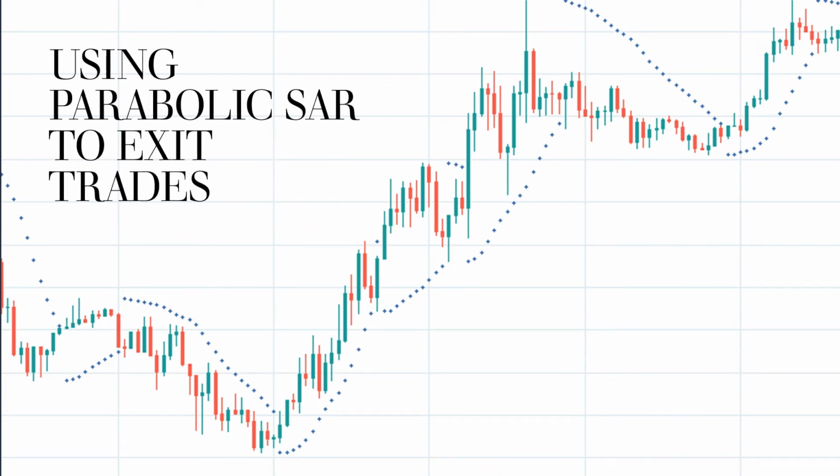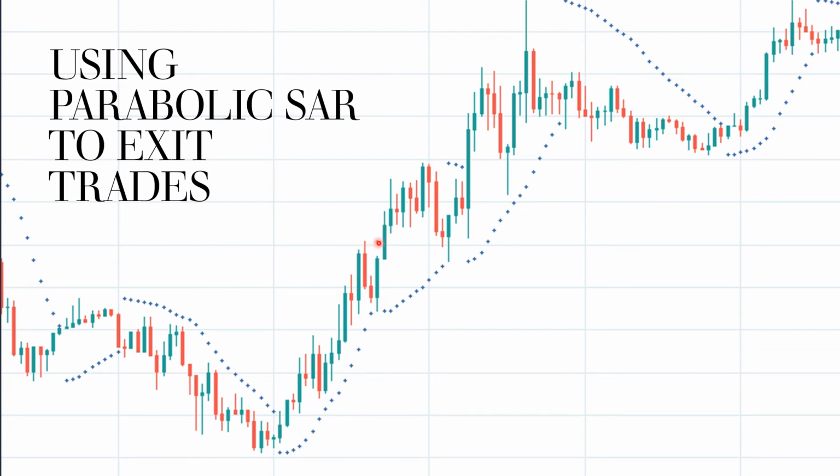We can use parabolic SAR to exit trades. And we do this by monitoring the position of the dots, as when the dots go from above the price to below the price, it signifies a reversal is coming, and we can use this knowledge to exit the trades. But as you can see, that isn't always the case.